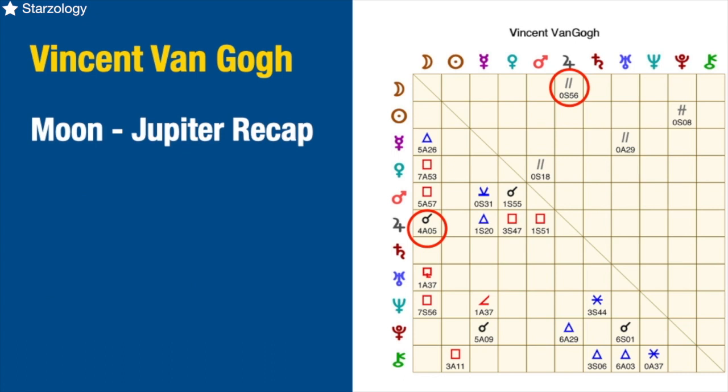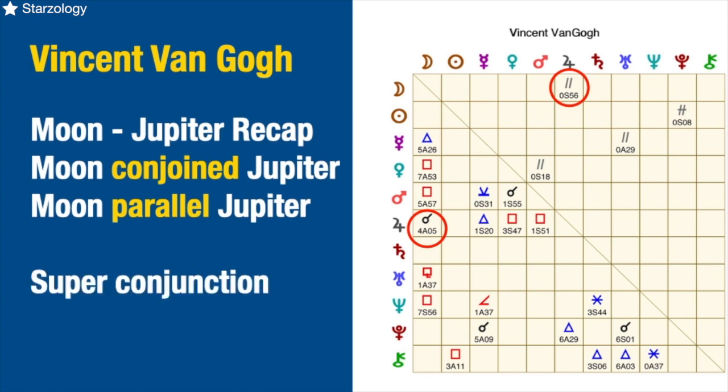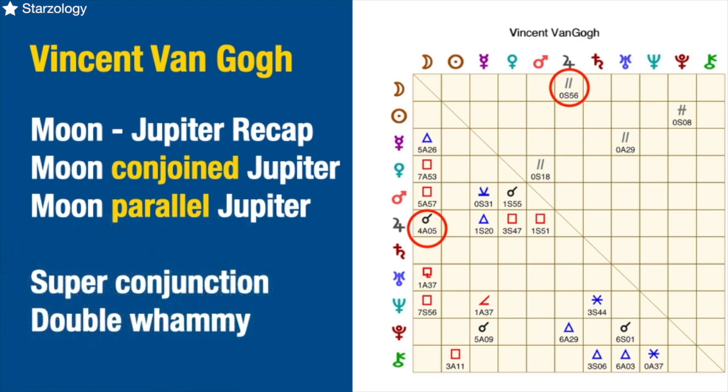So let's just do a moon Jupiter recap. He's got the moon conjoined Jupiter. He has the moon parallel Jupiter. This makes it a super conjunction, what I love to call a double whammy, and this makes it a super important conjunction in his chart.